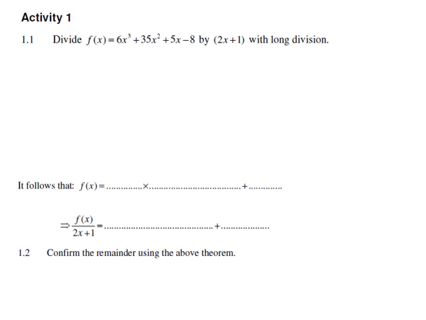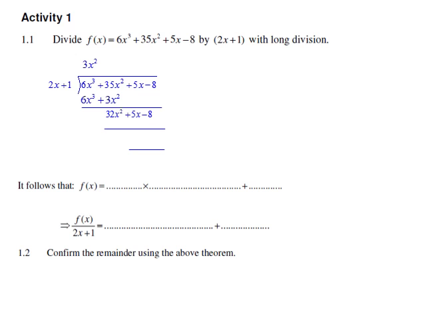In activity 1, we're asked to divide f(x) equals 6x cubed plus 35x squared plus 5x minus 8 by 2x plus 1 with long division. So 2x goes into 6x cubed, 3x squared times. If we multiply 3x squared by 2x plus 1, it gives me 6x cubed plus 3x squared. If we now subtract, it gives us 32x squared plus 5x minus 8.